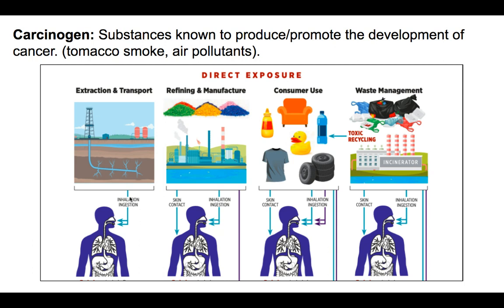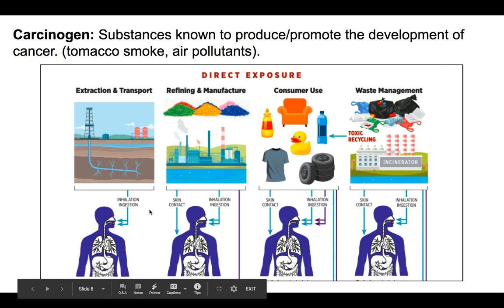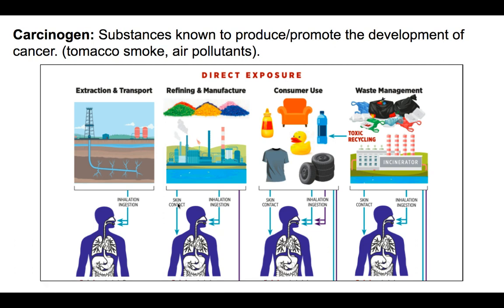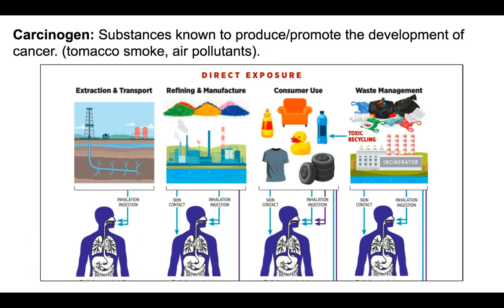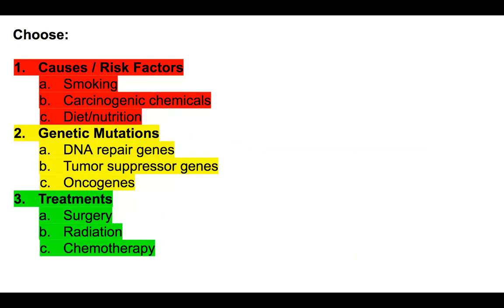Here are some ways when things are inhaled or ingested, they go from the environment into your body. If things are contacting your skin, that's another way. You can see extraction and transport, refining and manufacture, consumer use, and waste management. Those are the big categories of environmental things that get into our body and can be risk factors.